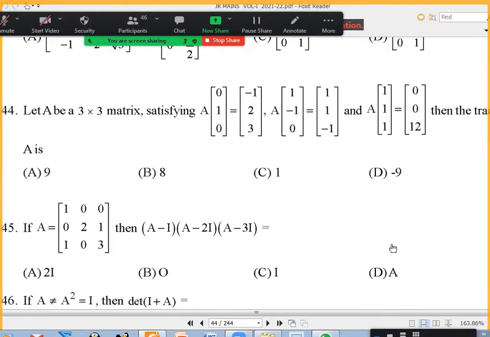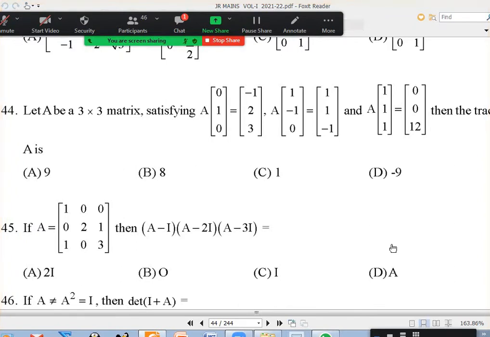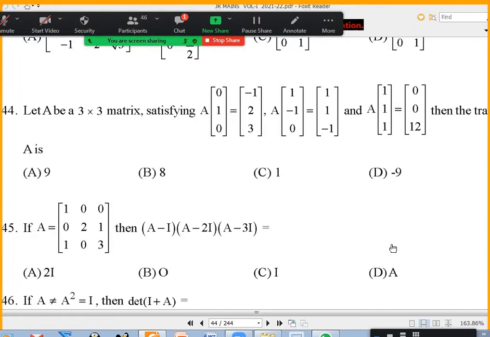Okay, 144. Sir, equation means you assume A as a matrix A, B, C, D, E, F, G, H, I. And they gave A into, let me write that: A, B, C, D, E, F, G, H, I into 0, 1, 0, equal to minus 1, 2, 3.